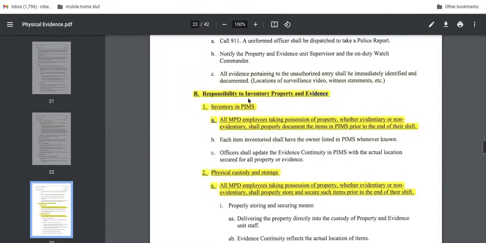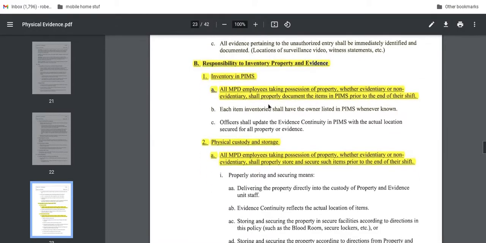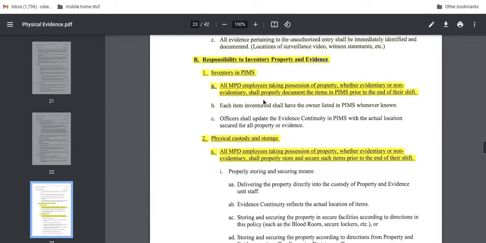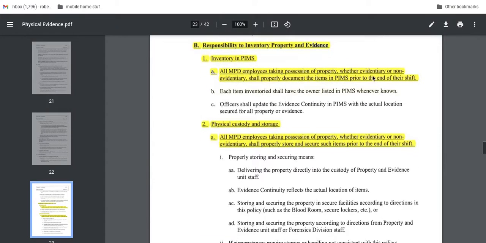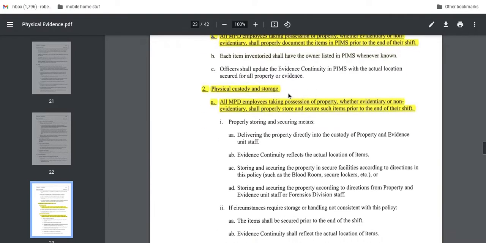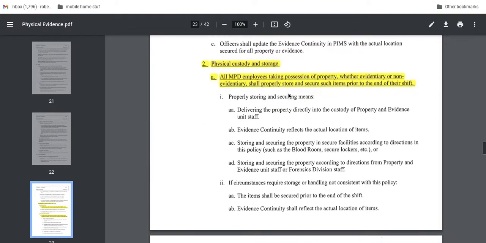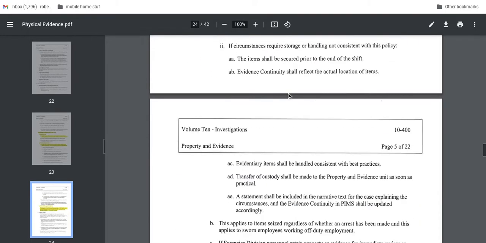A responsibility to inventory property and evidence. Okay, it goes into PIMS, which is a property inventory management system. The MPD employee should have to document it prior to the end of their shift. They have temporary lockers for certain things, but what can't go into temporary lockers has to be properly stored and secured.